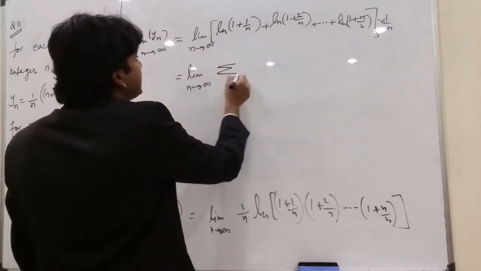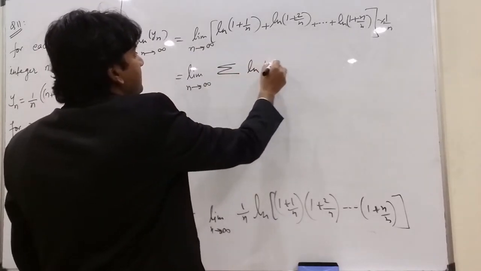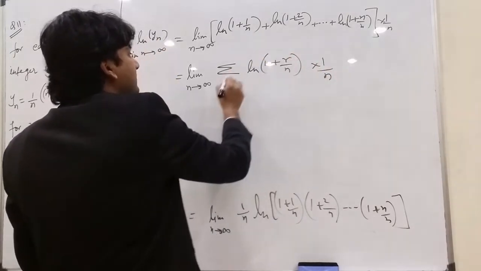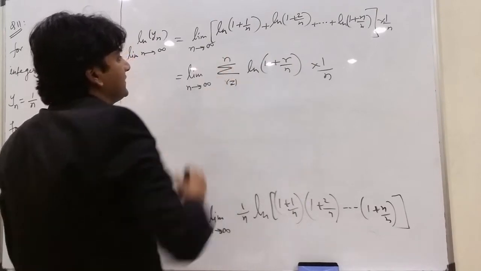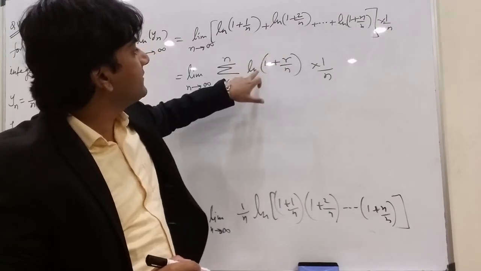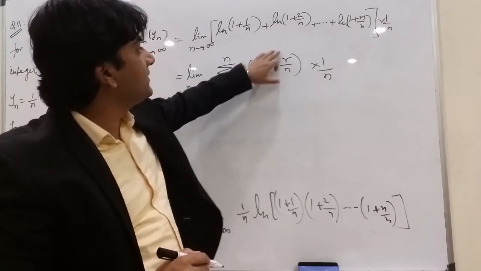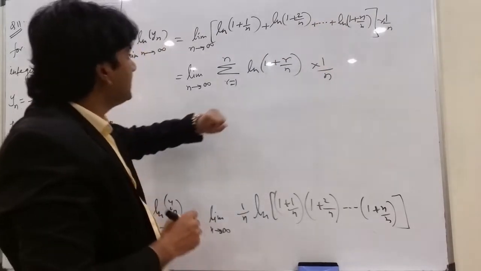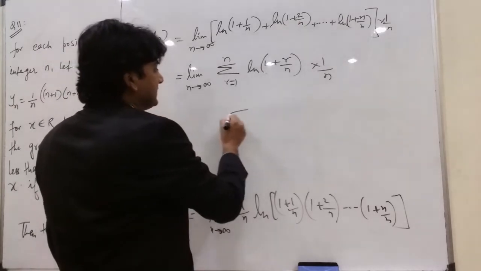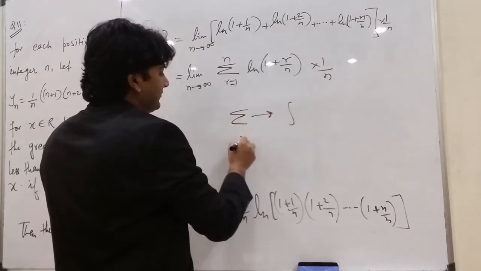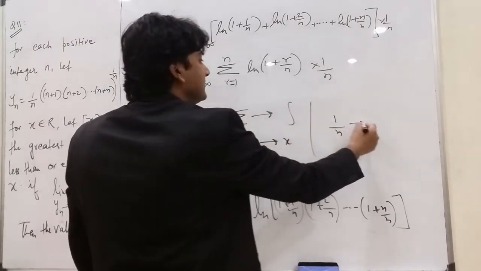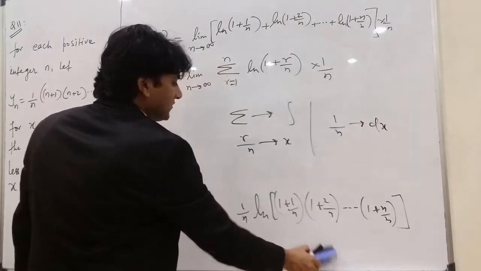So this is summation ln(1 + r/n) times 1/n, with r equals 1 to n. If we put r = 1, we get ln(1 + 1/n), then put r = 2, then ln(1 + 2/n), and similarly for the rest. Now after this, we know how to proceed. We are converting this summation into an integration, with r/n as x and 1/n as dx, and now we are solving.